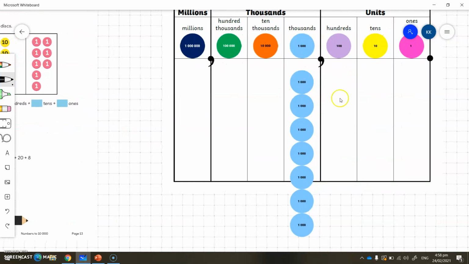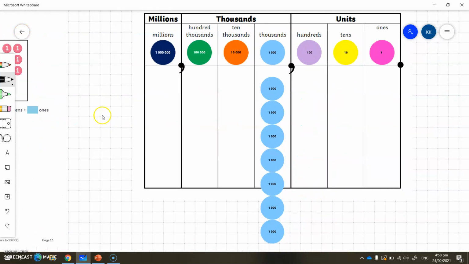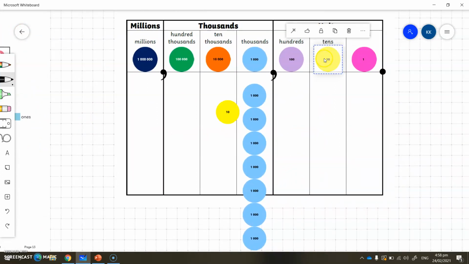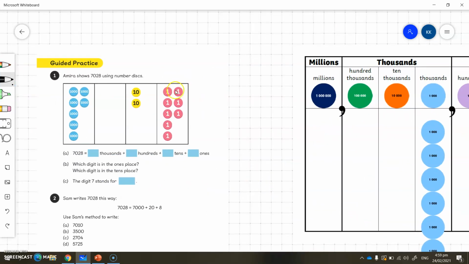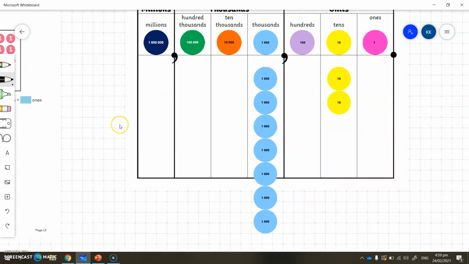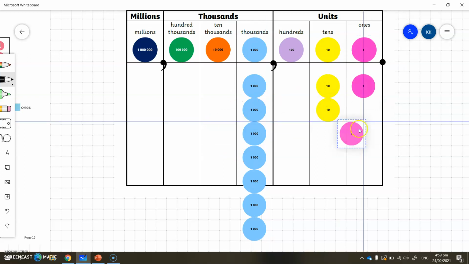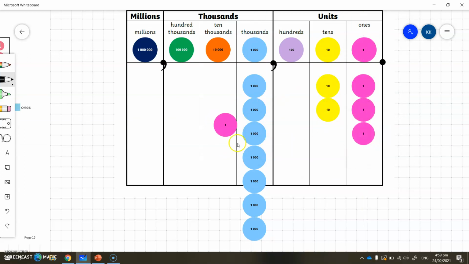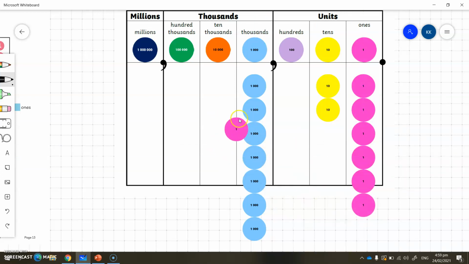There are no hundreds, therefore I won't place any hundreds discs in my place value chart. I'm looking for 20. 20 is going to be the same as 2 tens discs. 10, 20. And I can use my discs to show 8 using ones discs in the ones place. 1, 2, 3, 4, 5, 6, 7, and 8.